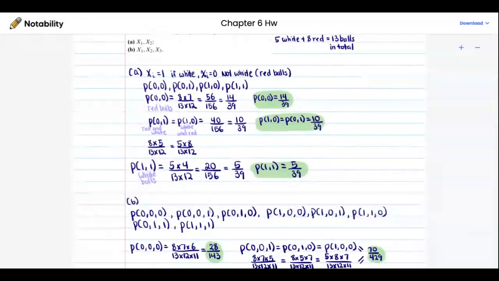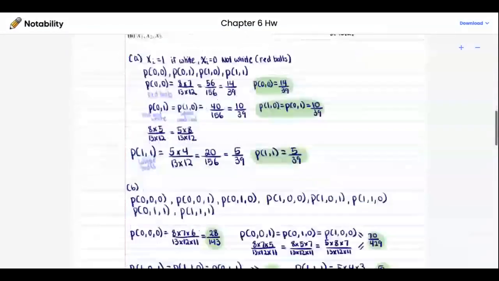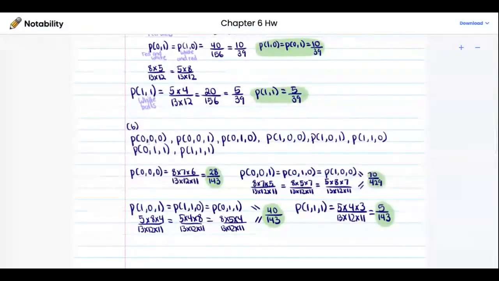Then for part B, we want to find the joint probability mass function for x1, x2, and x3, which means we have to choose three balls. So we have the probabilities of choosing 0, 0, 0; 0, 0, 1; 0, 1, 0; 1, 0, 0; 1, 0, 1; 1, 1, 0; 0, 1, 1; and 1, 1, 1.